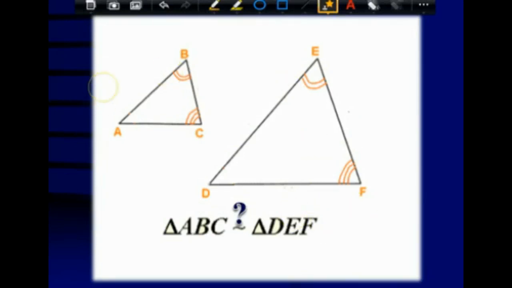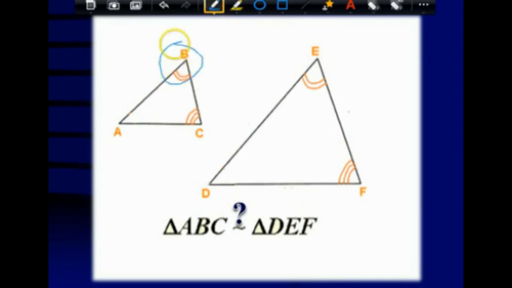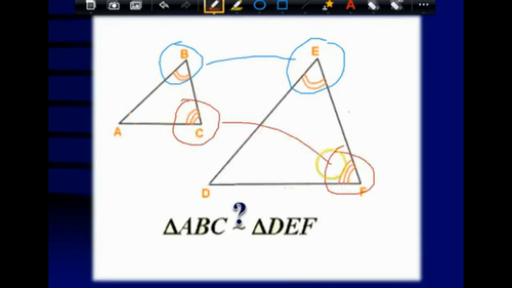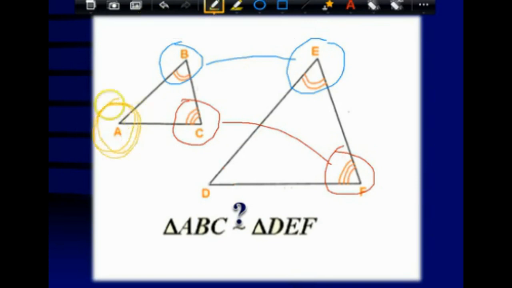Well, I would propose to you this, guys. Let me get a different color up here. I have something that you all know called the no choice theorem that would say, if I have one angle congruent to another angle, and I have another pair of angles congruent, the no choice theorem, remember, says that this angle right there must also be congruent to that angle there. So why am I showing you this?